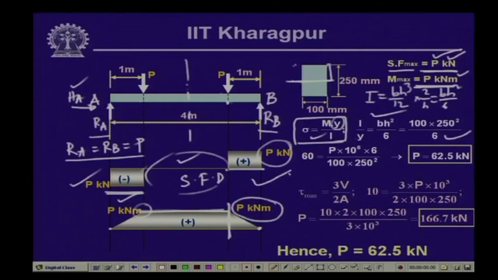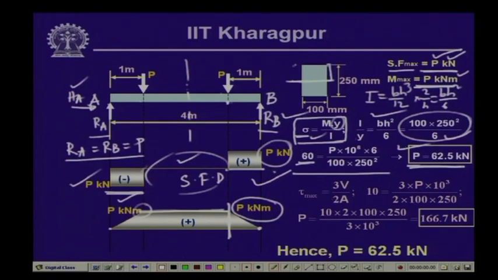Now, the bending stress is limited to 60 MPa, and M we know as P kilonewton meter. So, if we substitute these values of the stress, the P and I by y, which is 100 times 250 square by 6, from this we get the value of P as equal to 62.5 kilonewton. So, from the maximum bending stress criteria, we get the value of P as equal to 62.5 kilonewton.